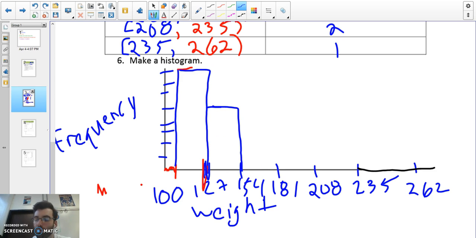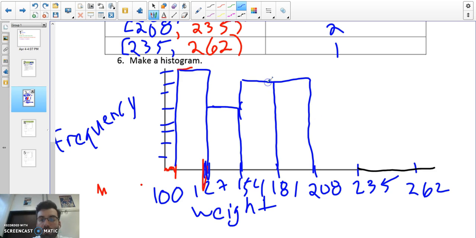From 154 to 181, I had 7. So I go up to 7, draw it up, just like that. From 181 to 208, I also had 7, so I make it even. From 208 to 235, I had 2. And from 235 to 262, I had 1. And that's it. That's how you make the histogram.